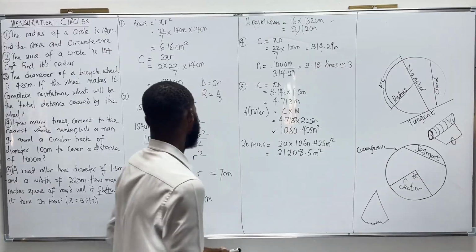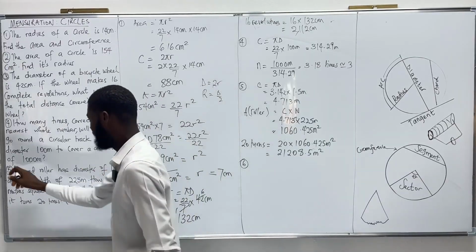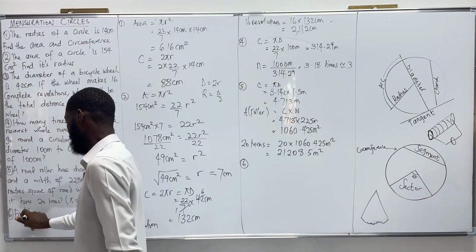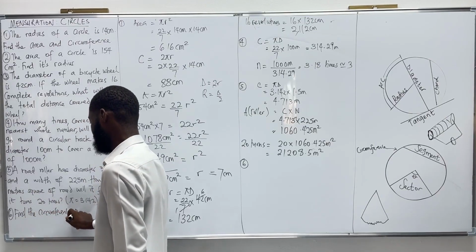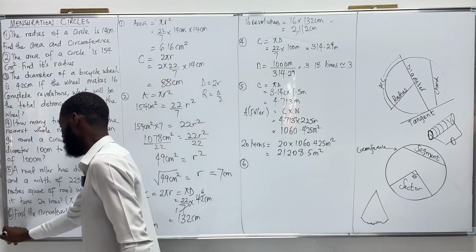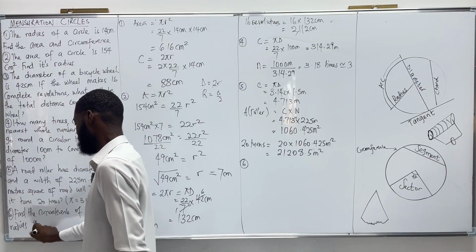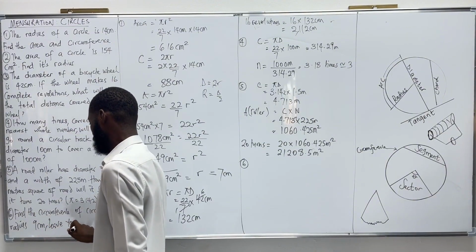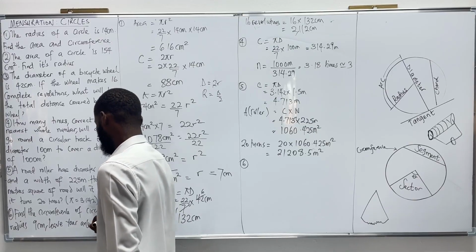So let's solve number 6. Although there's no number 6 here, but let me just add it. Number 5, number 6. Find the circumference of a circle with radius 9 cm. Leave your answer in terms of pi.